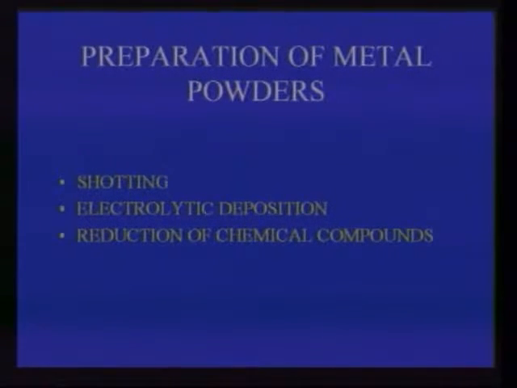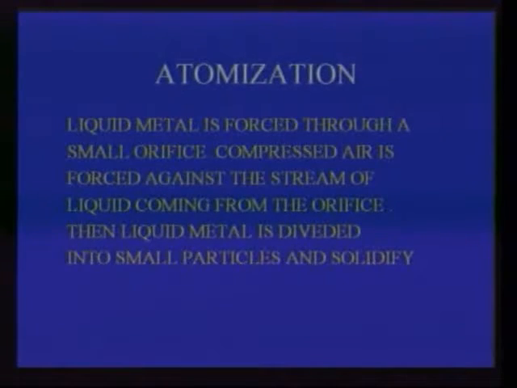Now we discuss the preparation of metal powders. There are a number of processes available. One is shorting, electrolytic deposition, reduction of chemical compounds and atomization. So we will discuss what atomization is, and how the metal powders are manufactured by atomization.